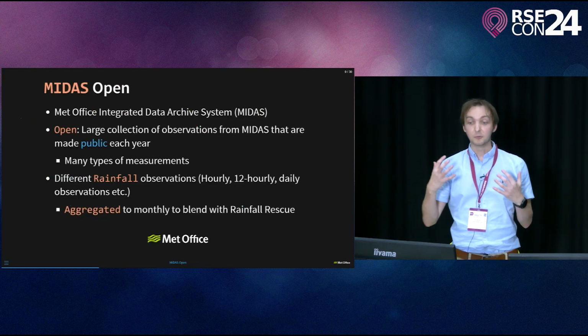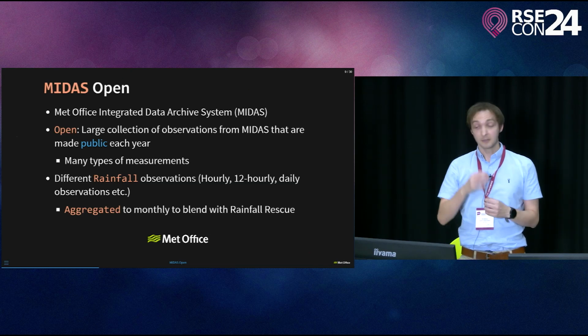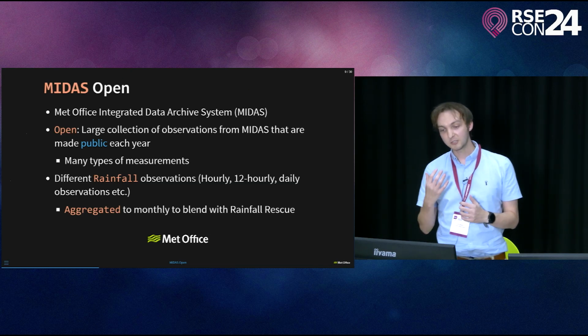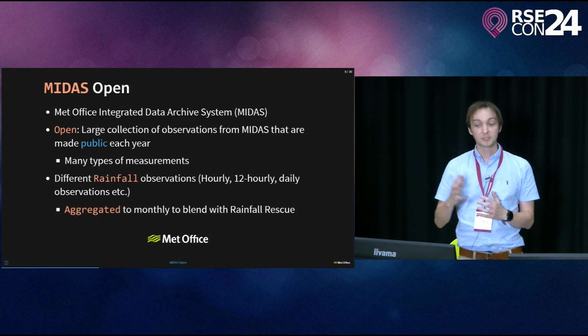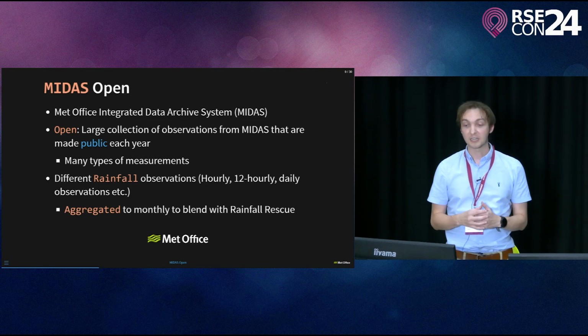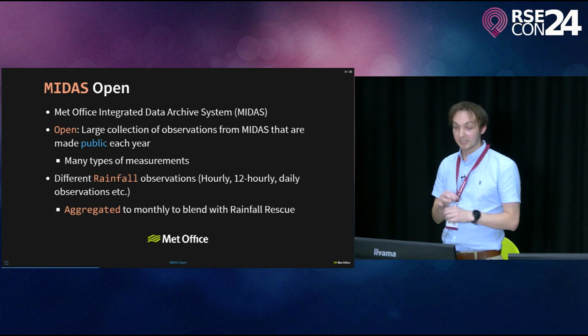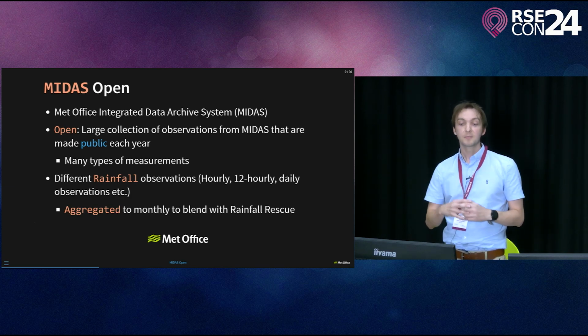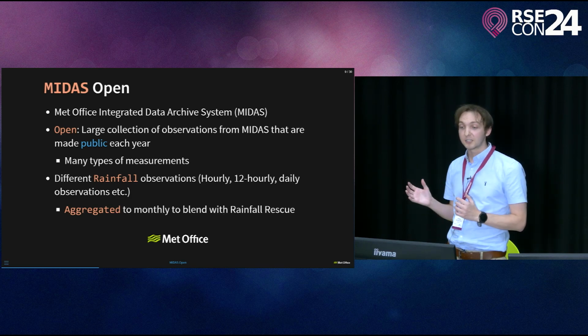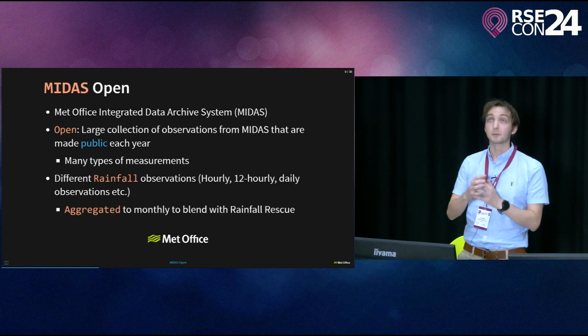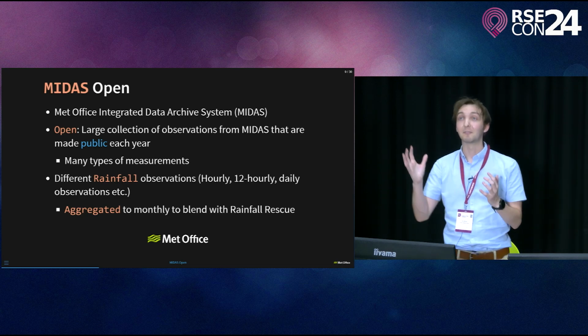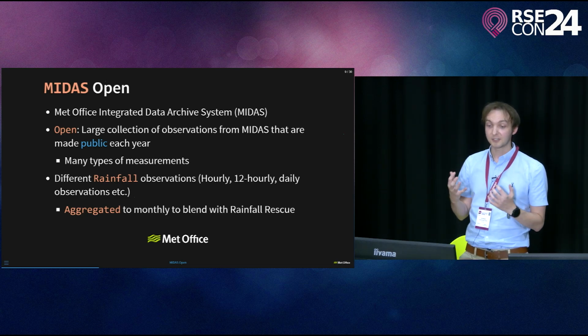Thanks to this new downpour of data, we wanted to try and make use of it. To do that, we wanted to combine it with one of our primary station sources, known as MIDAS. MIDAS is the Met Office Integrated Data Archive System. MIDAS Open is effectively a large collection of observations from MIDAS that we make public each year. You can go and have a look at this station data if you're interested.